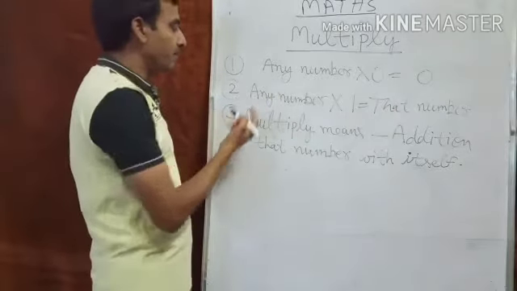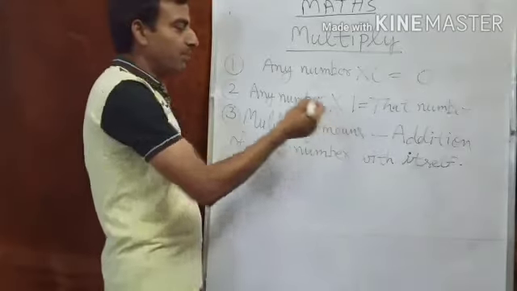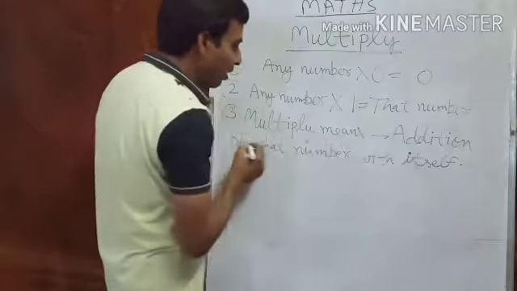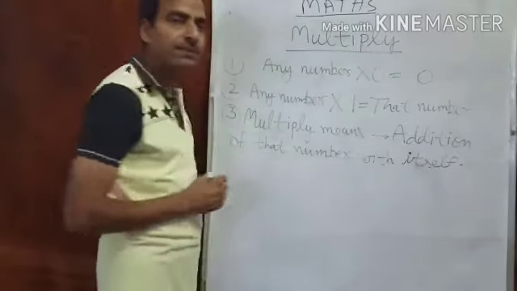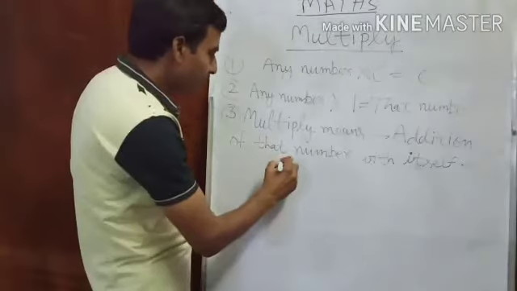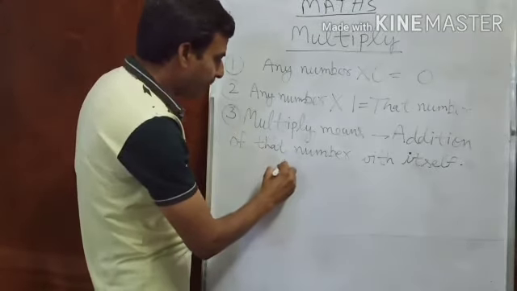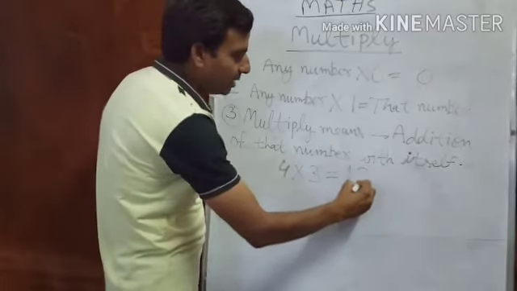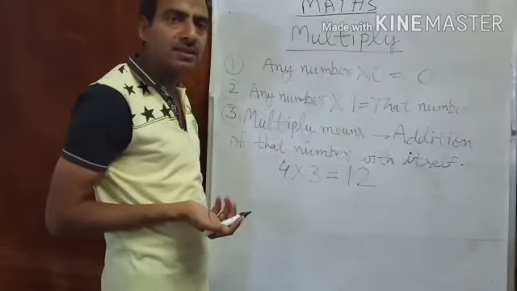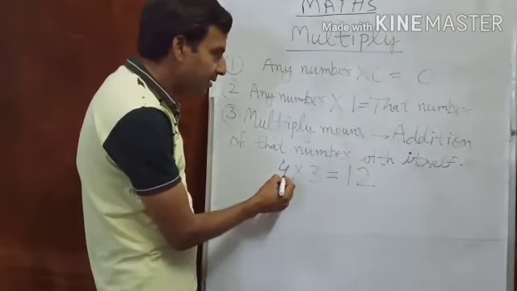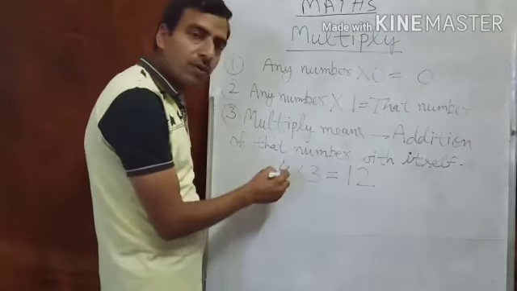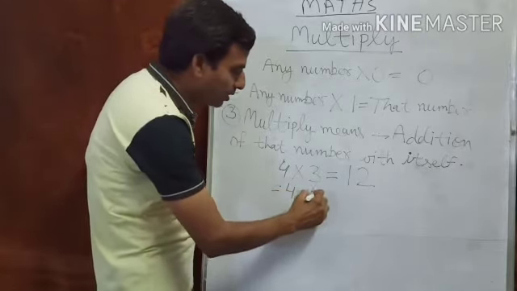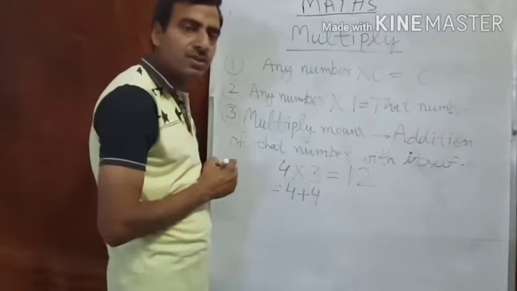This is the second thing of multiply. Third thing of multiply: multiply means the addition of that number with itself. Means if we are multiplying 4 multiply 3, the answer is 4 3s are 12. But what is going on in this? In this, 4 is adding with 4, 4 is adding with 4, 3 times.